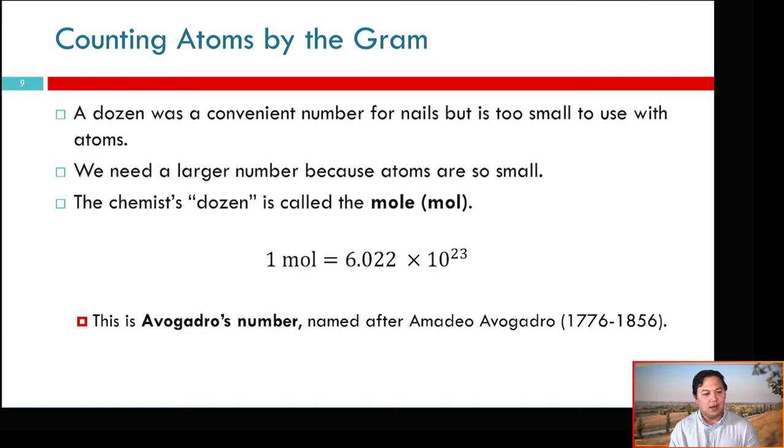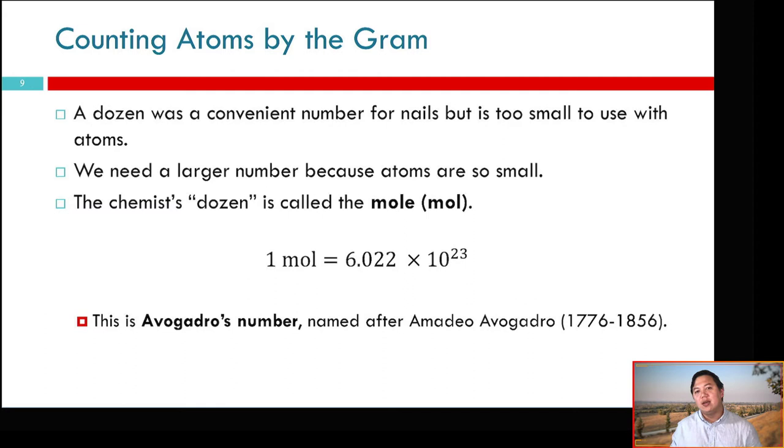So a dozen is a convenient number for nails or eggs or a lot of things, but we need a larger number because atoms are so small. So the chemist's dozen is called the mole. And you can think of the mole like we talk about 1,000, right? You say there's 1,000 pennies, or 1,000 cats, or 1,000,000 cats, or 1,000,000,000 cats, or $1 trillion. These are just counting words, right?